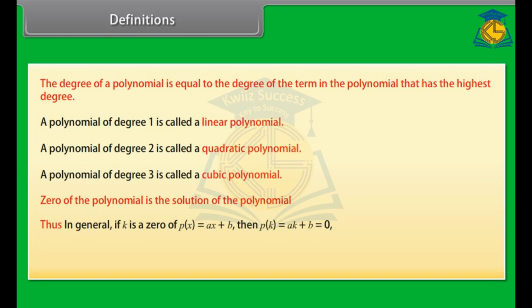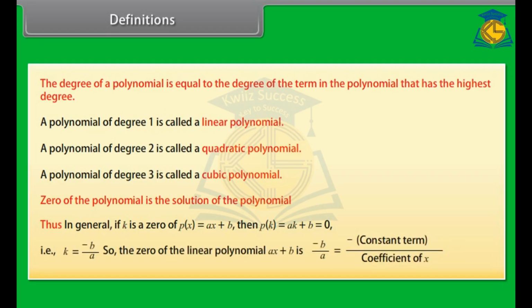Thus, in general, if k is a 0 of p(x), which is equal to ax plus b, then p(k) is equal to ak plus b, which equals 0. That is, k is equal to minus b upon a. So, the 0 of the linear polynomial ax plus b is minus b upon a, which equals minus constant term upon coefficient of x.